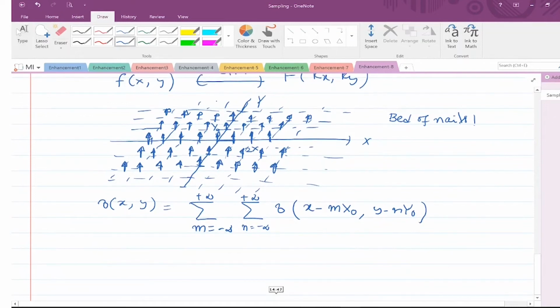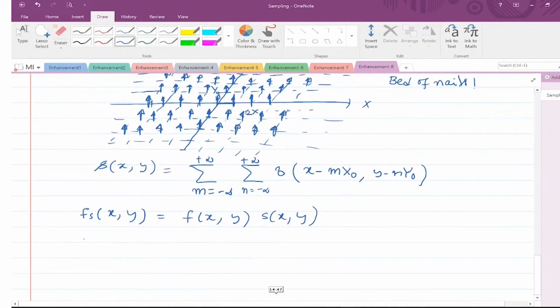I'm now going to construct a new function f_s of x comma y, which is obtained by multiplying the original function f of x comma y. Let me not write it as delta of x y because that's a single delta; it's an impulse train used for sampling, so I need that as s of x y. So this is equal to f times s of x y.